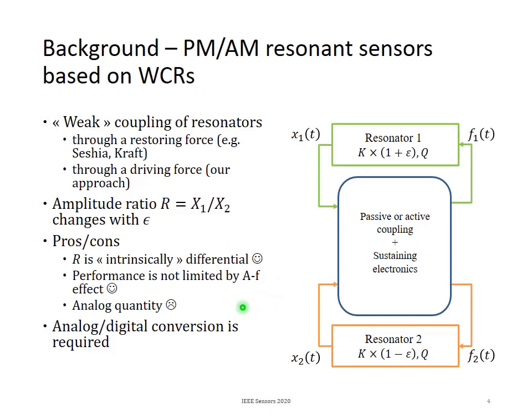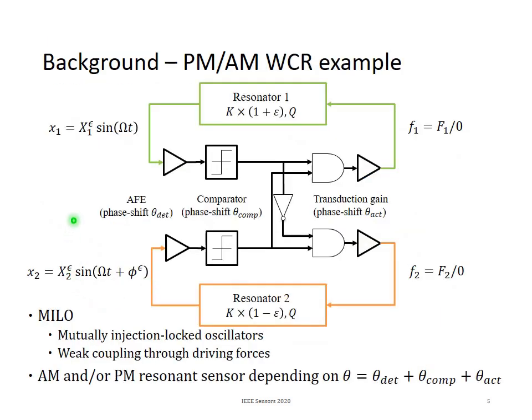However, the main limitation of the amplitude ratio is that it is essentially an analog quantity, and its conversion to the digital domain is an issue that must be faced, in particular when considering integration. So as an example, this figure depicts the architecture of the mutually injection-locked oscillators, MILOs, that we have been focusing on these past few years.